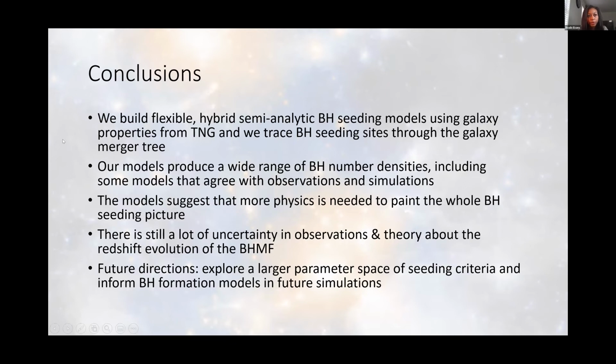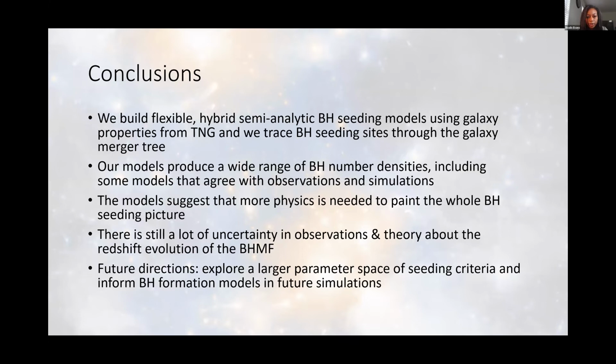So to conclude, we built these flexible hybrid semi-analytic seed models using galaxy properties from TNG, and we traced the seeds through the galaxy merger tree. Our models produce a wide range of black hole number densities, including some models that agree with observations and simulations. The models suggest that more physics is needed to paint the whole picture of black hole seeding, and there's still a lot of uncertainty in observations and theory about the redshift evolution of the black hole mass function.